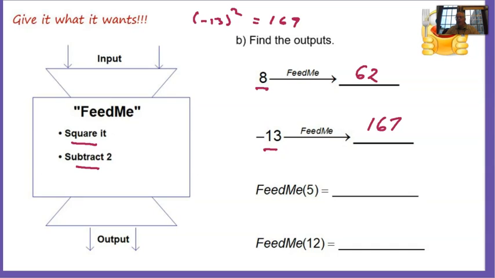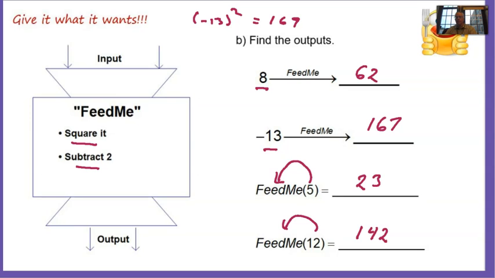This is the more common notation here. It has the name of the function, then parentheses, and what the input is. This means we're going to put 5 into the function feed me and see what we get. So 5 squared is 25, minus 2 is 23. So 5 is the input, feed me is the function. When we put 5 into it, we get 23. On this one, we're going to put 12 into the function feed me and find the output. 12 squared is 144, and if you subtract 2, you get 142.